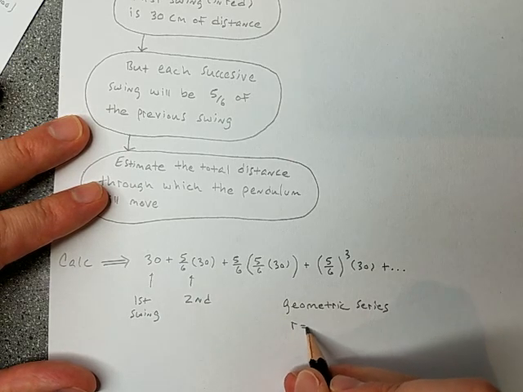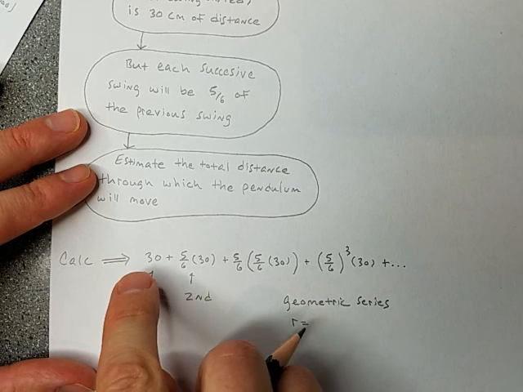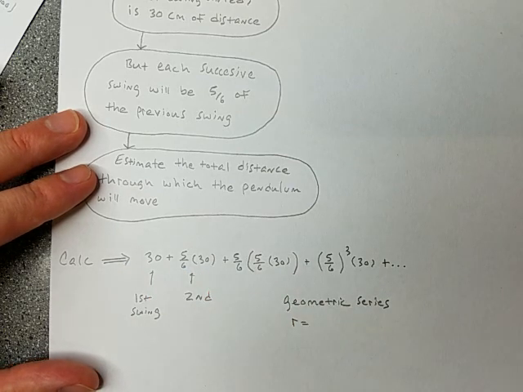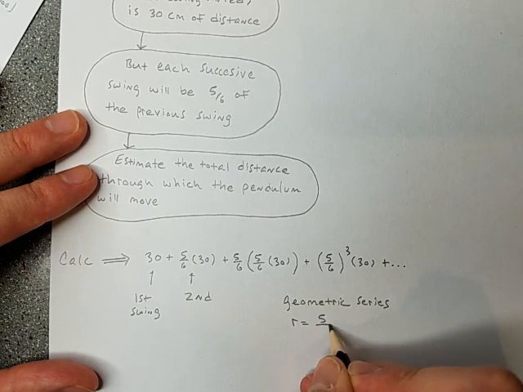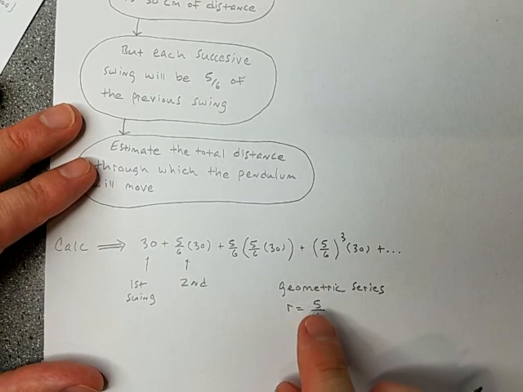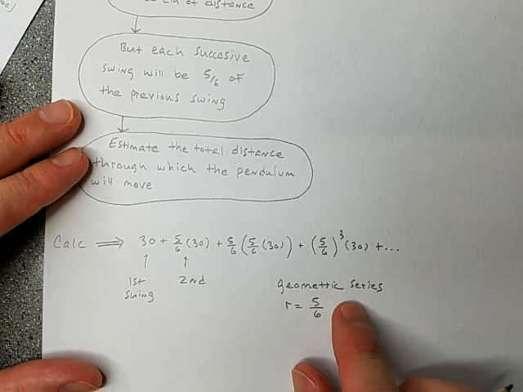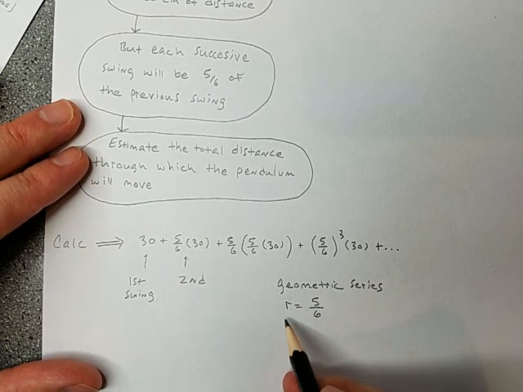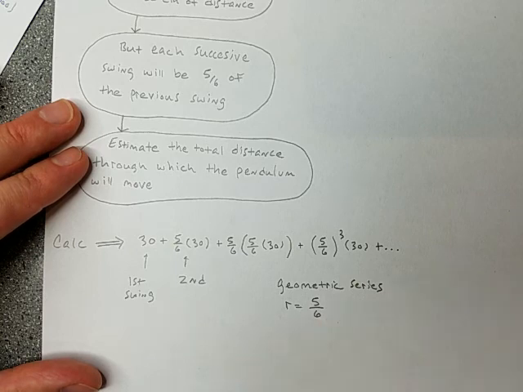And what's that common multiplier? Every term in this series times 5 over 6 gets you the next one. So that makes r equal to 5 over 6. And we said every single geometric series has r, the common ratio. And if that number is between -1 and 1, it will converge.